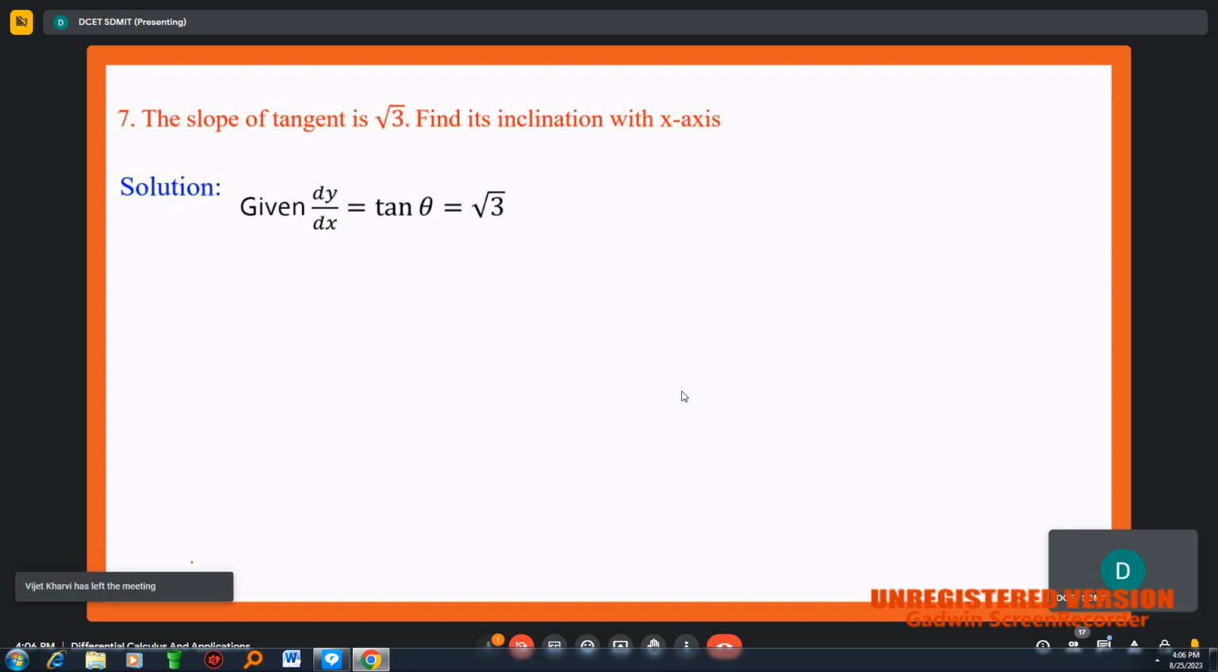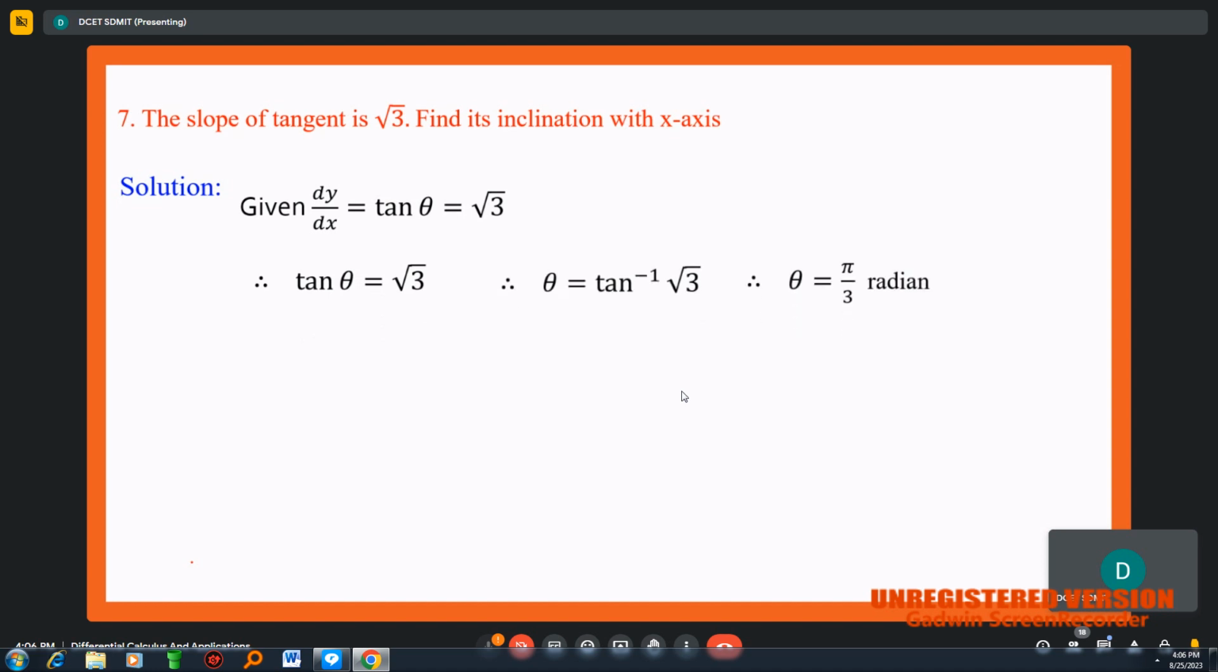dy by dx is equal to tan theta. Tan theta is given as root 3. Therefore, tan theta is equal to root 3, so theta is equal to tan inverse of root 3. What is the tan inverse of root 3? That is nothing but pi by 3, which is in radians. Okay, clear?